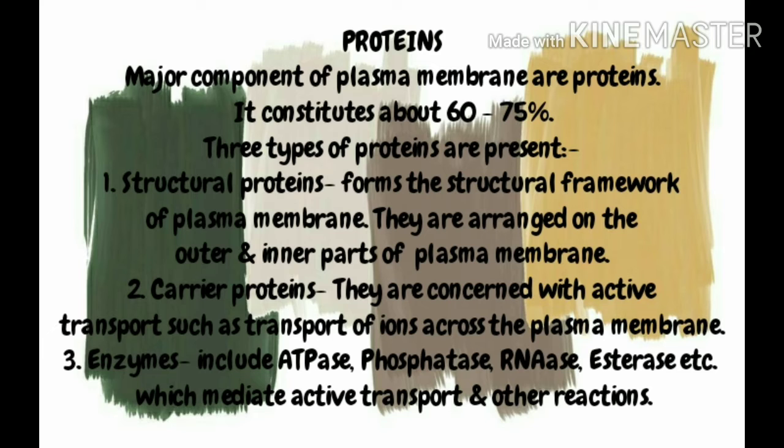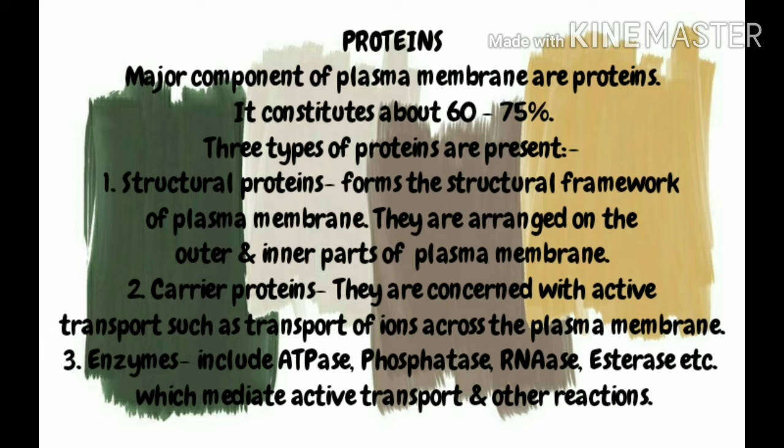Actually, proteins are the major integral component of the plasma membrane. They constitute about 75%, and they are of many types. The first one is the structural proteins, which provide the plasma membrane its own structure. And the structural proteins are of two types: the first one which lies outside, and the second one which lies inside. These are the structural proteins.